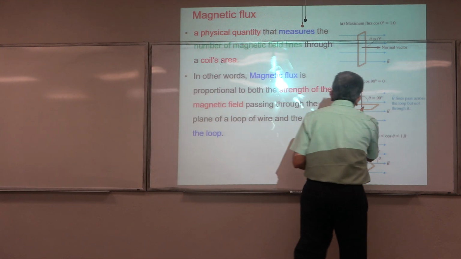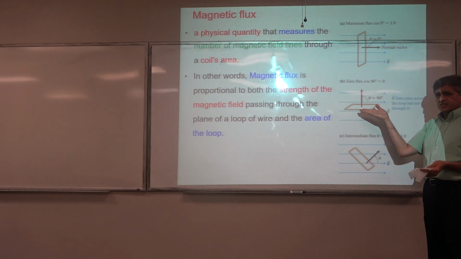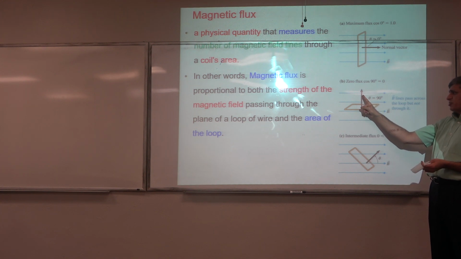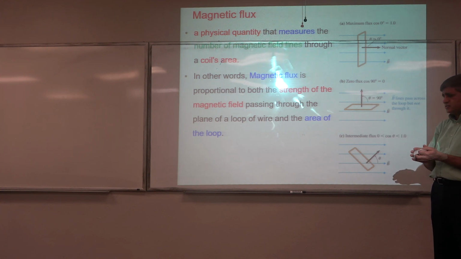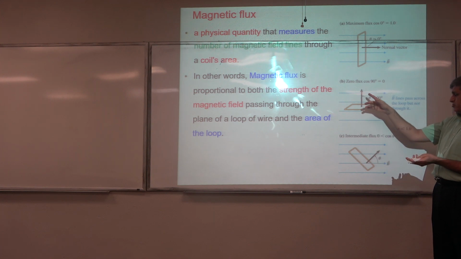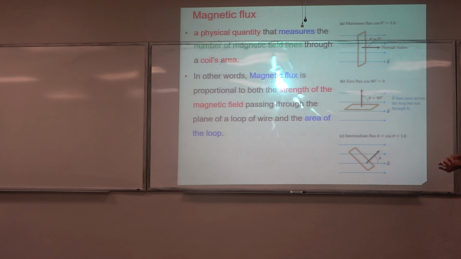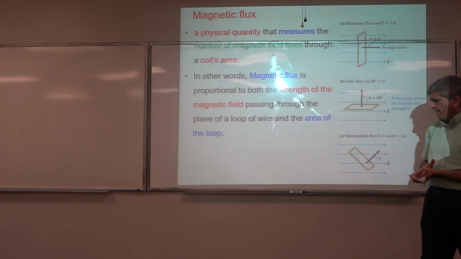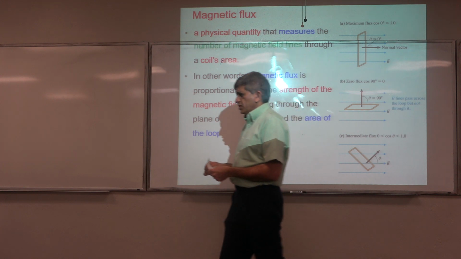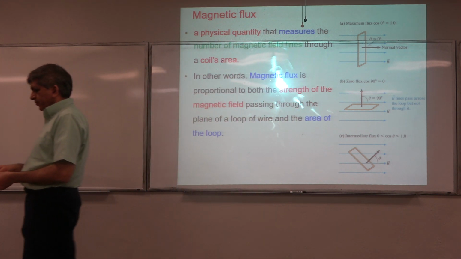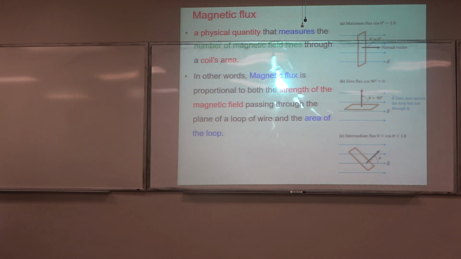Now, on the other hand, if I place the coil like this, the area vector is now perpendicular to the magnetic field lines, which is making an angle of 90 degrees. Now, here in the third scenario, there is some angle between 0 and 90 degrees between the area vector of the coil and the magnetic field lines.